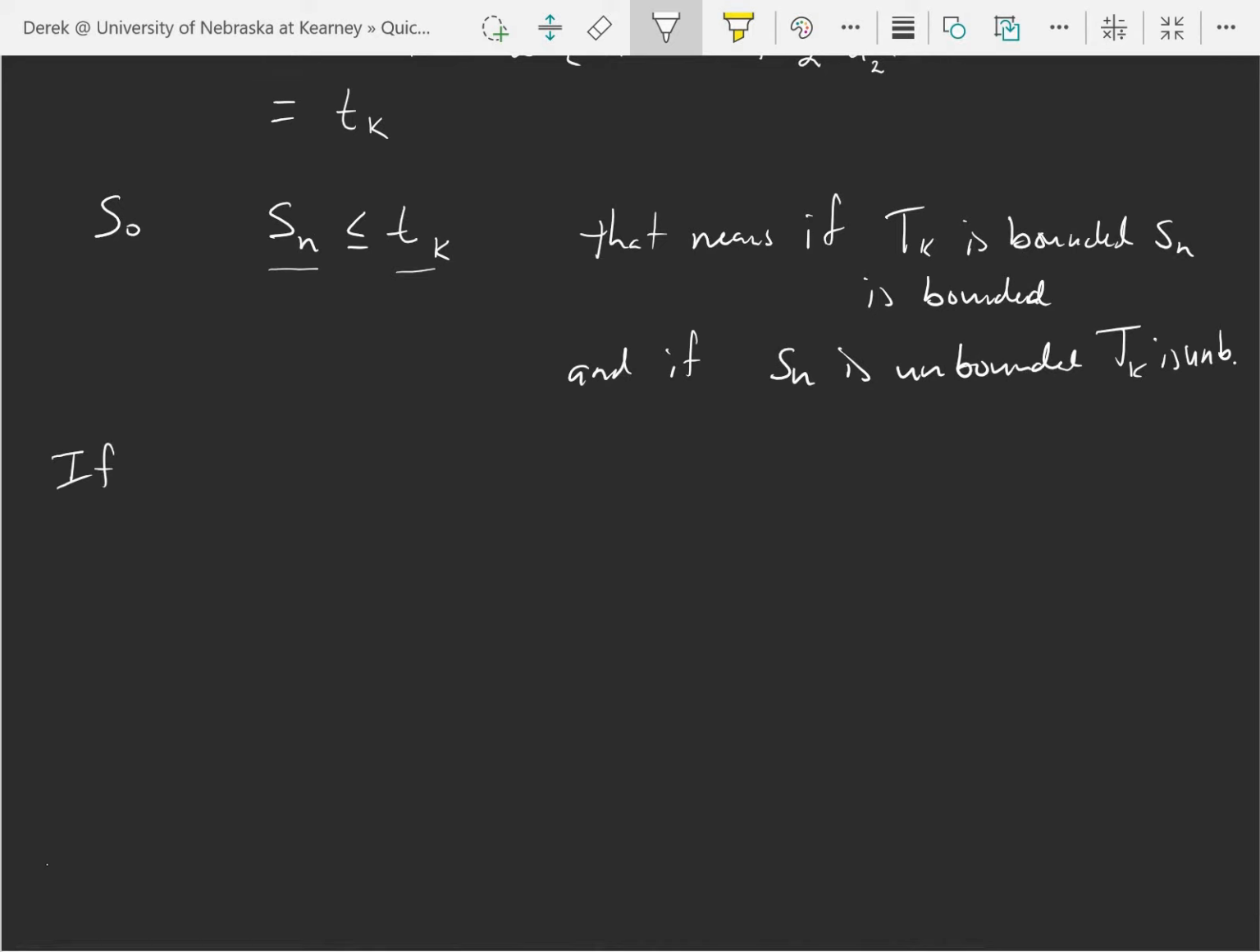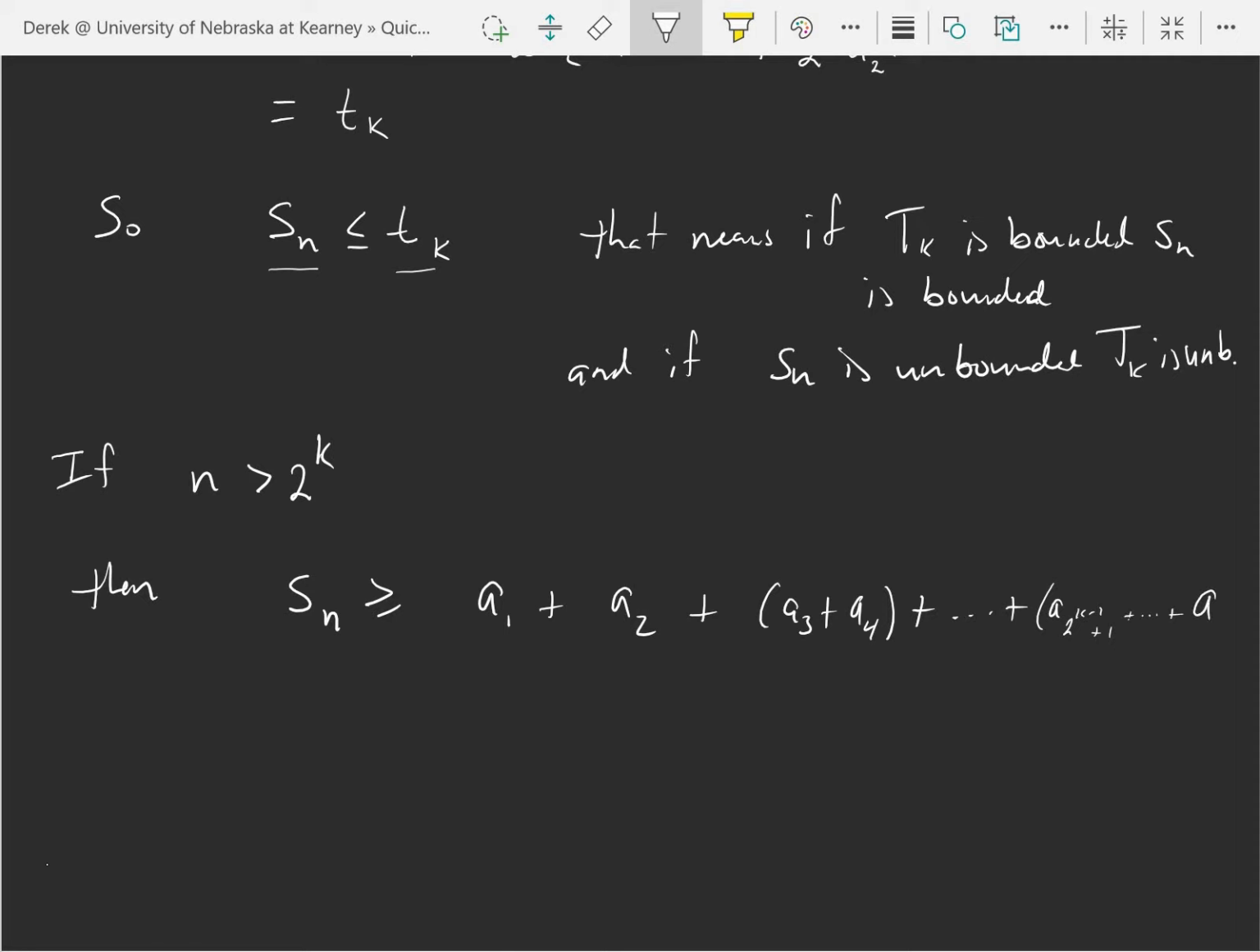So, if n is bigger than 2 to the k, then S sub n is bigger than or equal to a sub 1 plus a sub 2 plus a sub 3 plus a sub 4 plus ... plus, well, I'm not going to add more terms, I'm going to take away some terms. So a sub 2 to the k minus 1 plus 1 plus ... plus a sub 2 to the k.